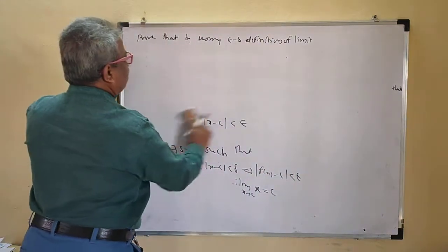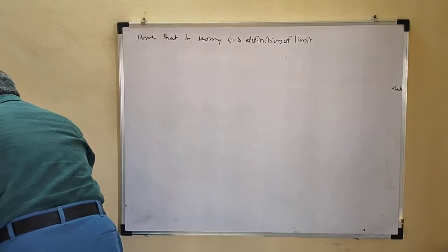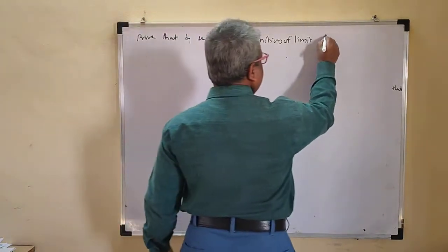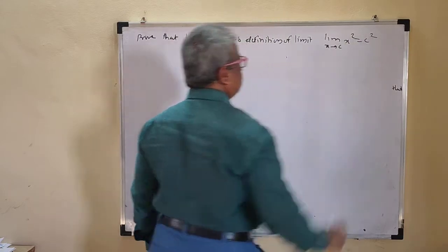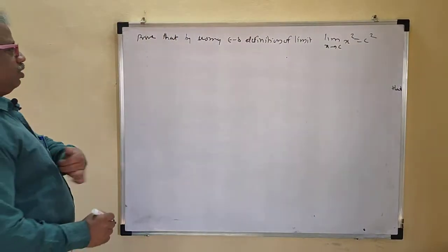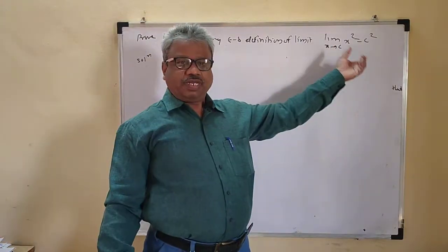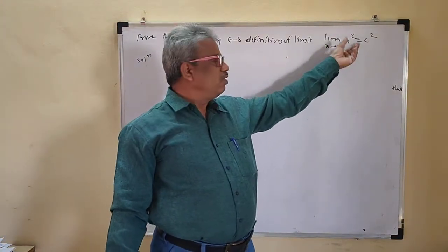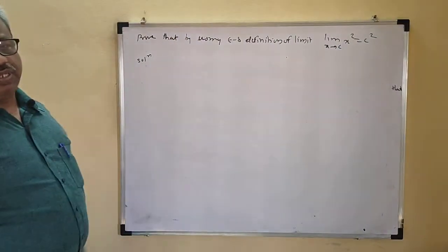Prove by using the epsilon delta definition of limit that limit x tends to c of x square is equal to c square. Okay. Solution. See, this is obvious now. If it is not a 0 by 0 form, we are putting x is equal to c, so this is c square. This is obvious, but we have to prove this one.